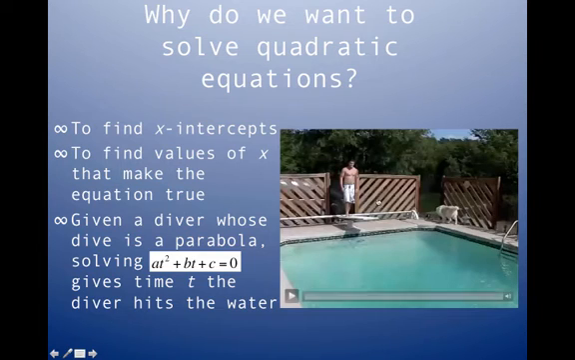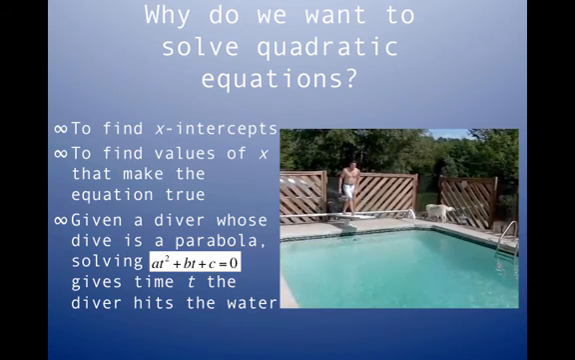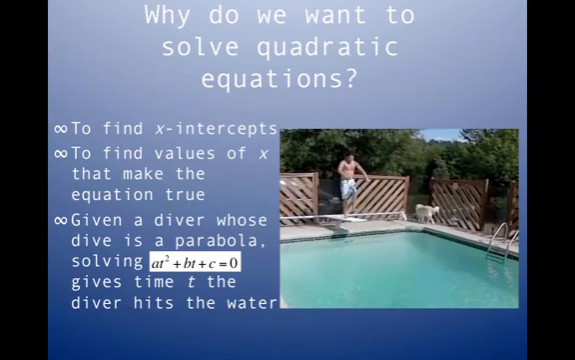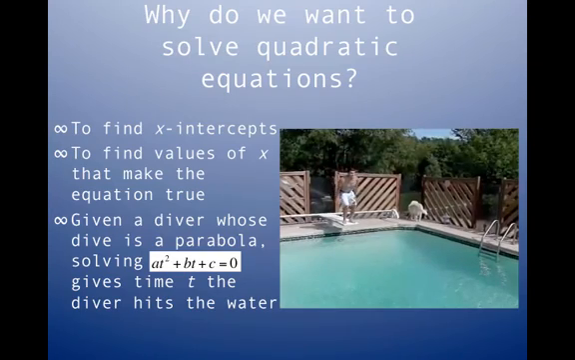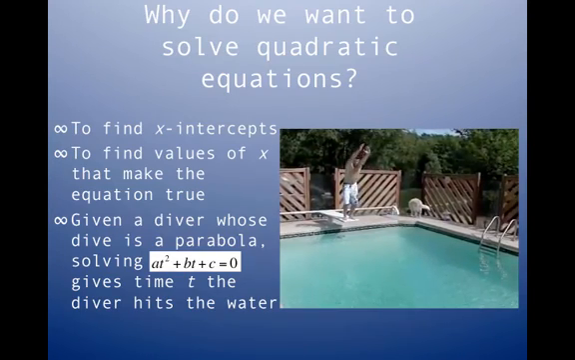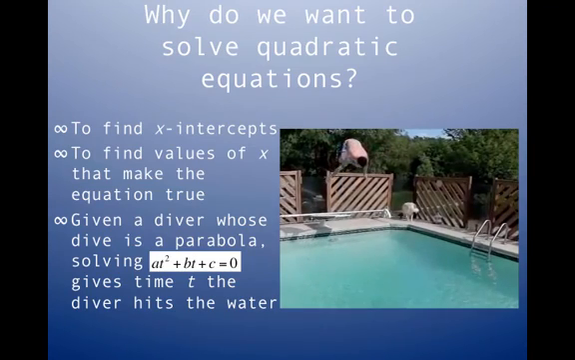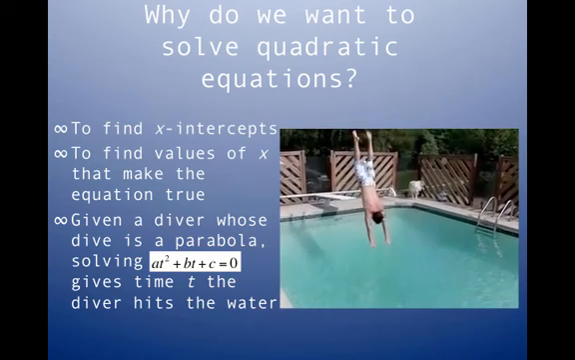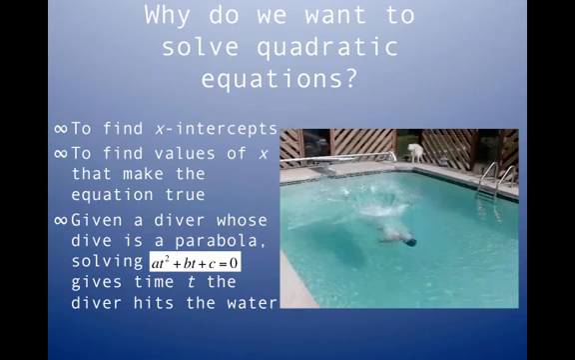All right, let's see if I can... So you guys are probably like, what is she showing? But okay, here, obviously this is not me. I don't dive quite like this, but we can see that it's a parabola. And at that moment right there is when that parabola equals 0. All right?